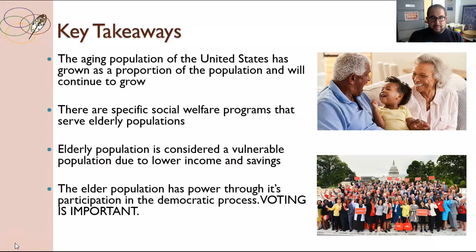And the elder population has power through its participation in the democratic process. Voting is important. You see that picture on the bottom right. That's the AARP, the American Association of Retired Persons. It's a huge lobbying group. There's a lot of participation by people in the elderly age bracket.